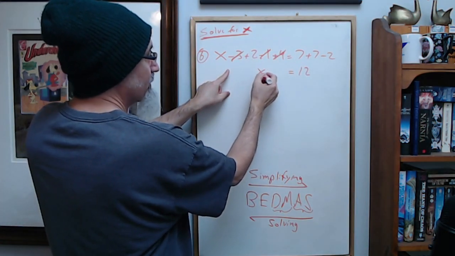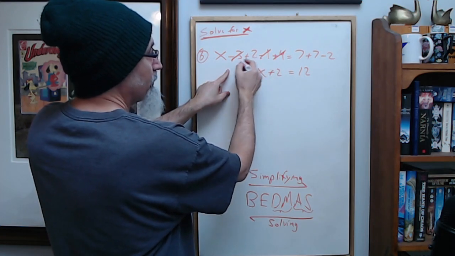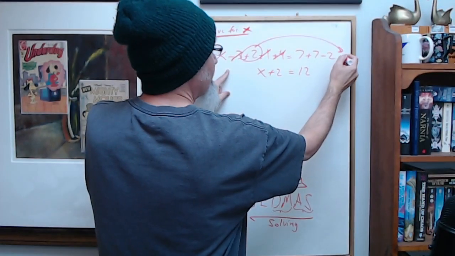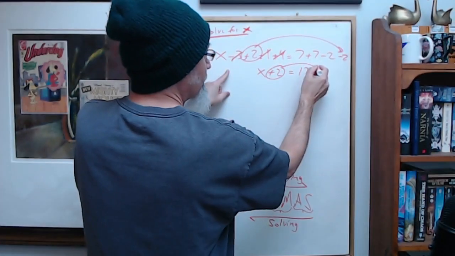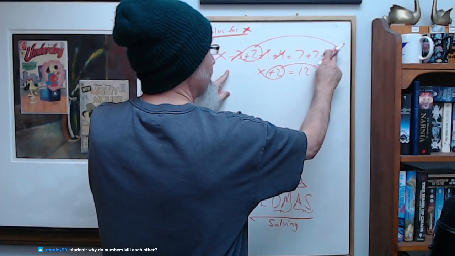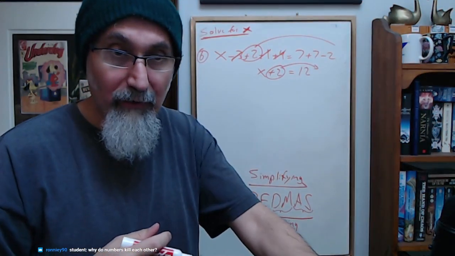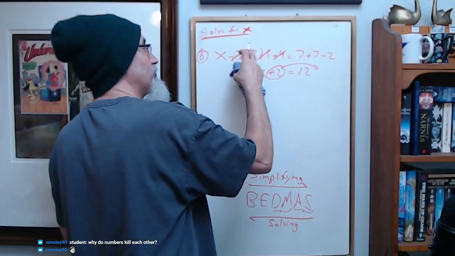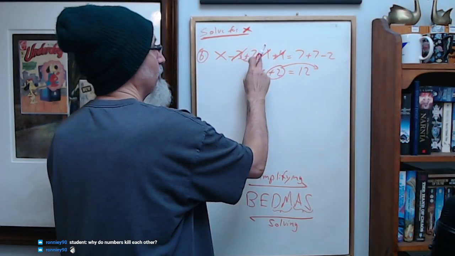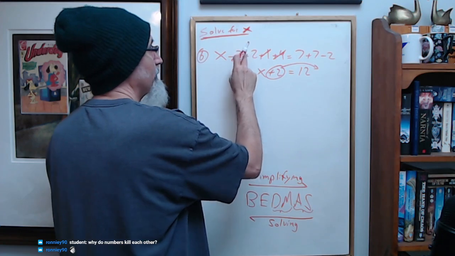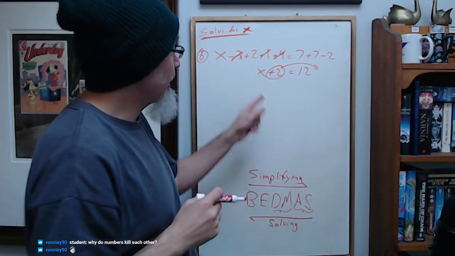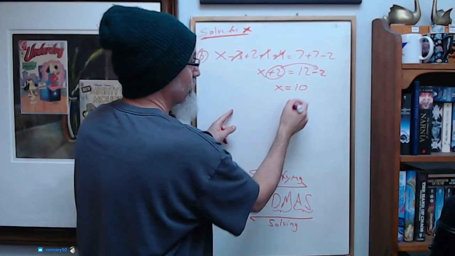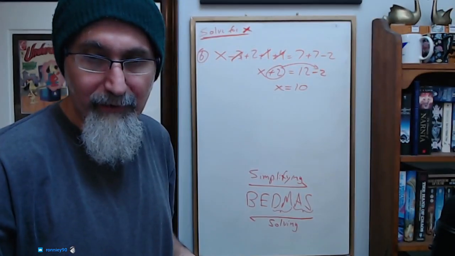Now you can write this here, or you could have done the simplification here and brought it over. So you see how it works instead of combining multiple operations in one shot. So we've got x plus 2 here, and then bring that over. You get x equals 10, and that's your answer.